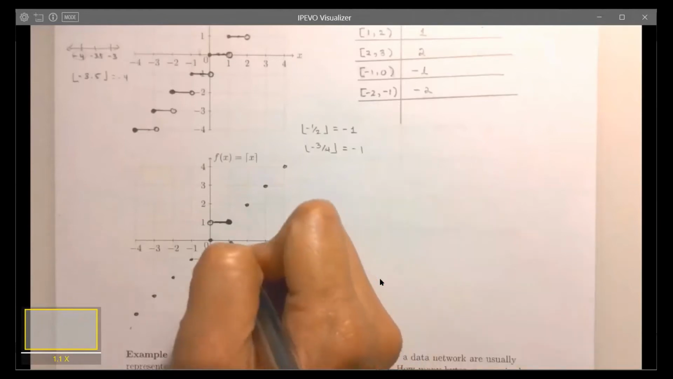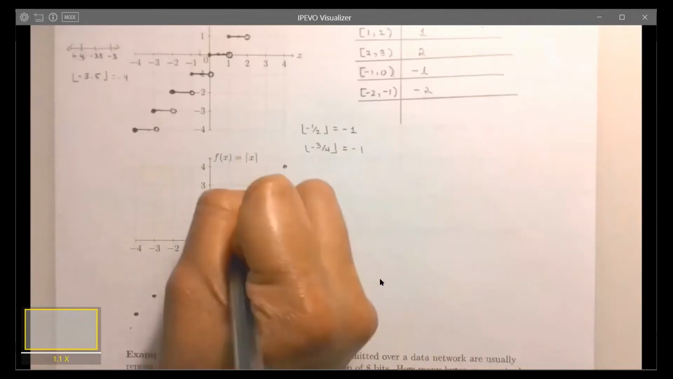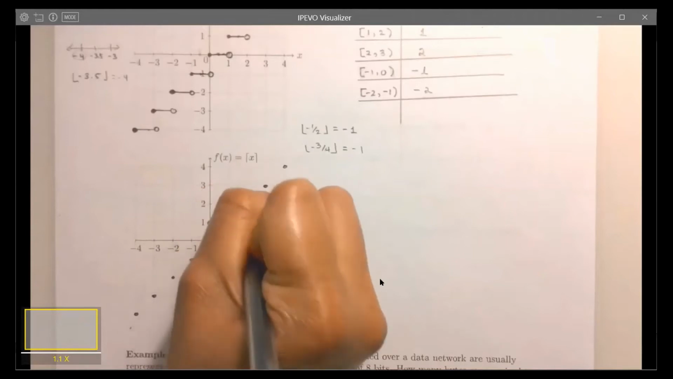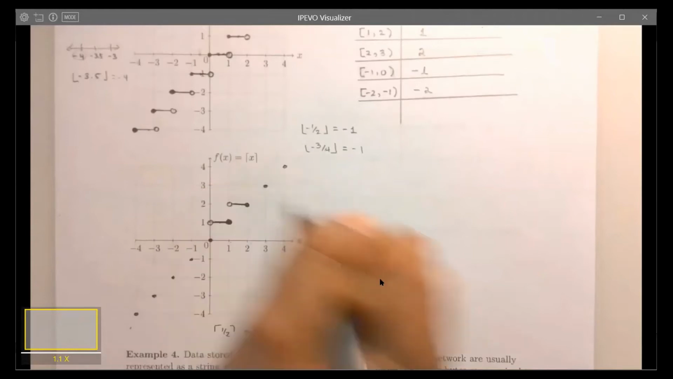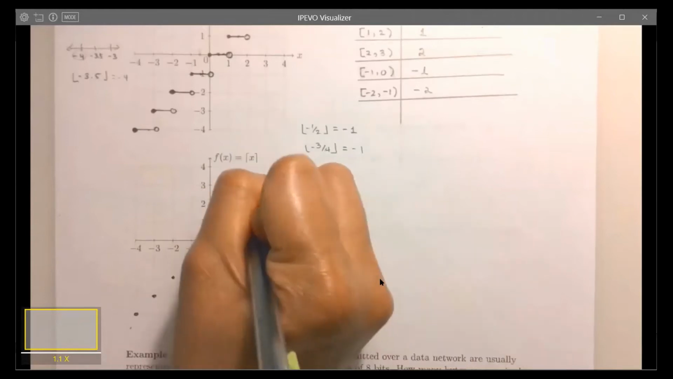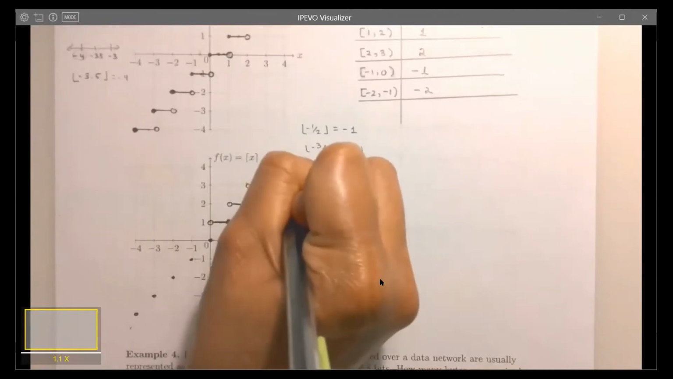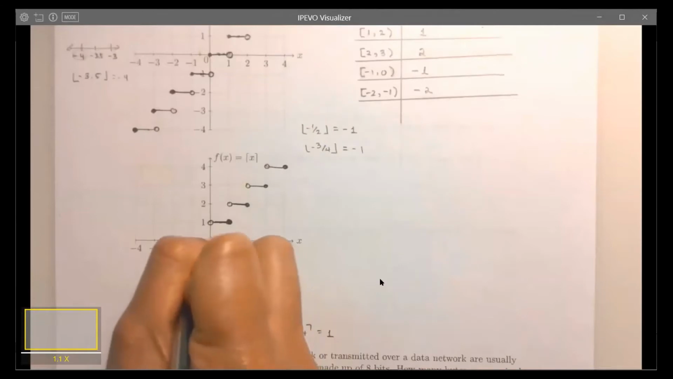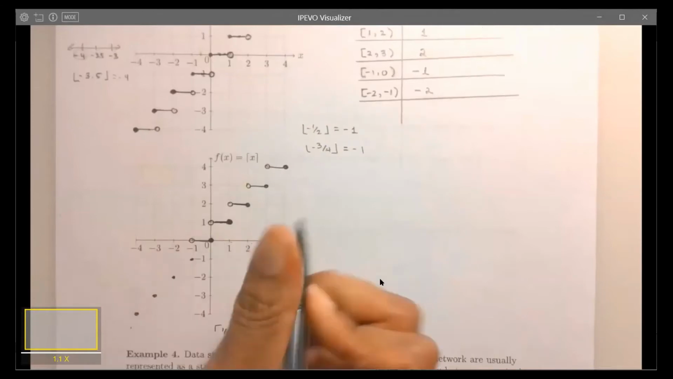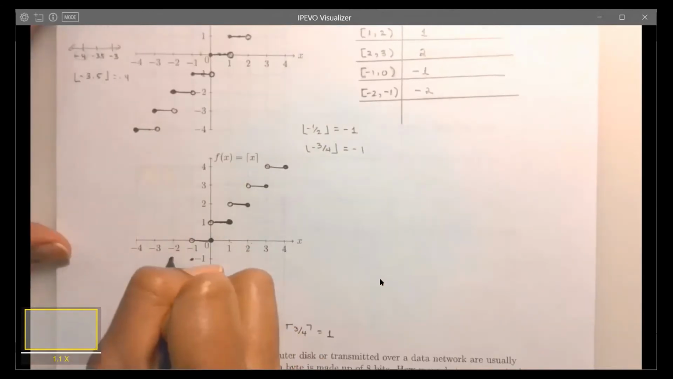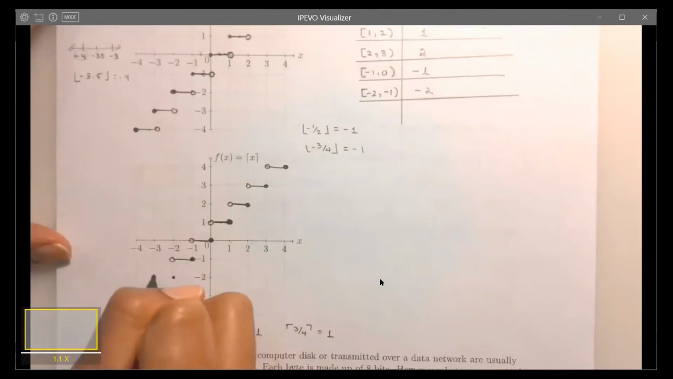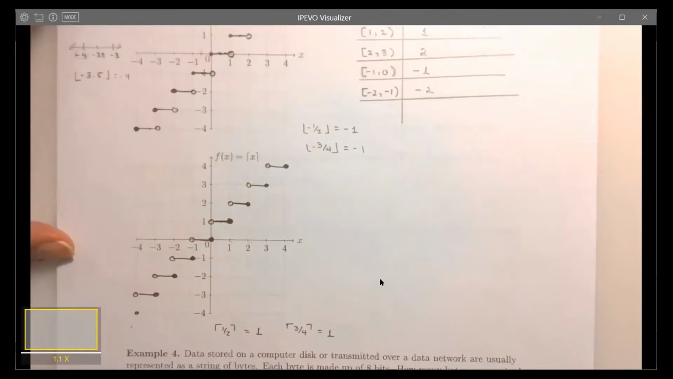Anything between 1 and 2, excluding the 1, including the 2, is going to get mapped to 2. And so I invite you to verify that that is the case by attempting some actual numbers. Okay, but the graph for the ceiling function will look like this. It looks like a step function.